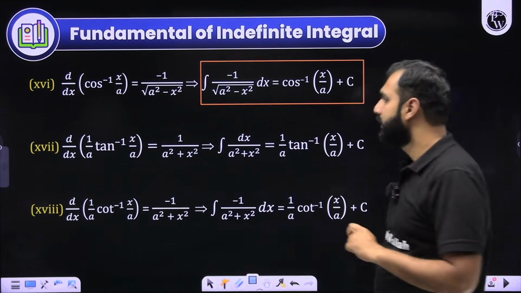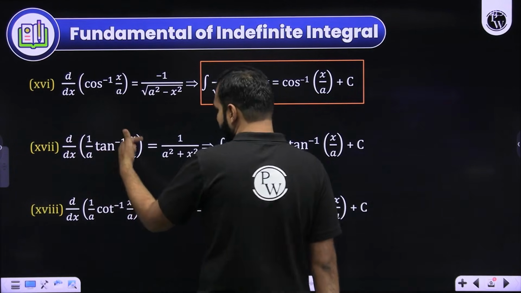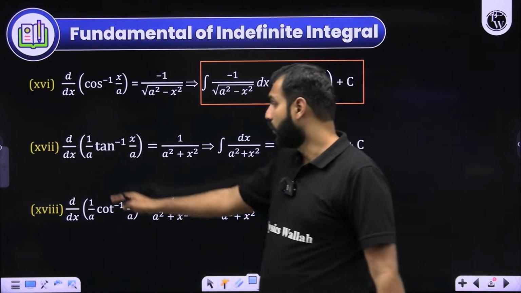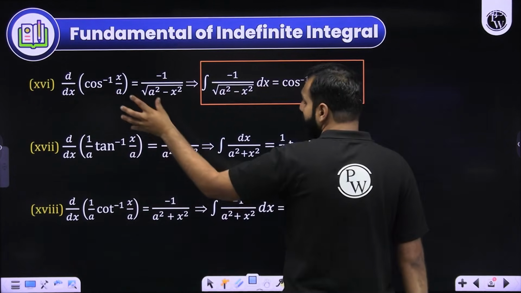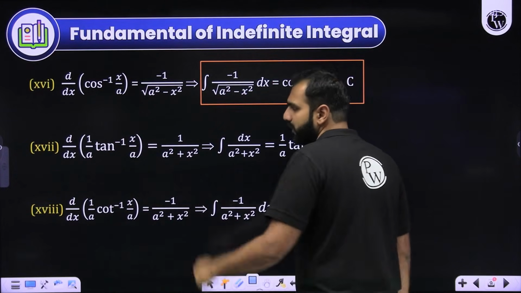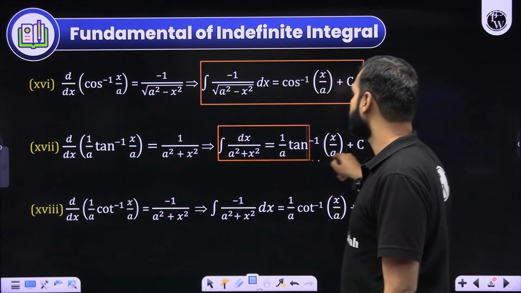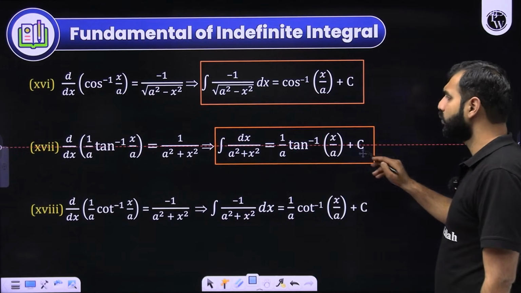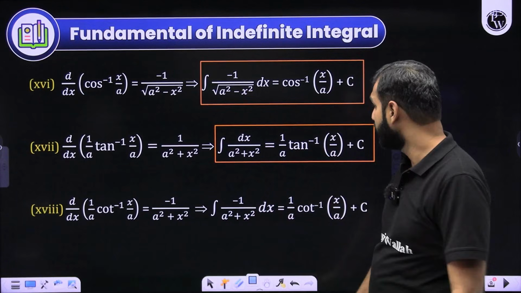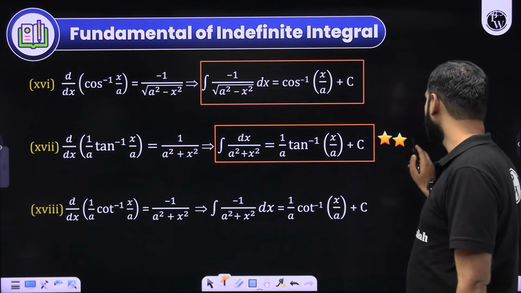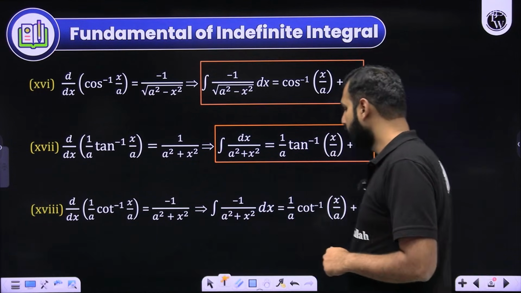Similarly here, if you pay attention to this part, 1 upon a tan inverse x upon a. Here 1 upon a is also there. So 1 upon a tan inverse x upon a, when differentiated, gives you 1 upon a square plus x square. So here I won't hesitate in concluding that integration of 1 upon a square plus x square is 1 upon a tan inverse x upon a. Don't forget that this is also a very crucial one, very widely used in a lot of questions.